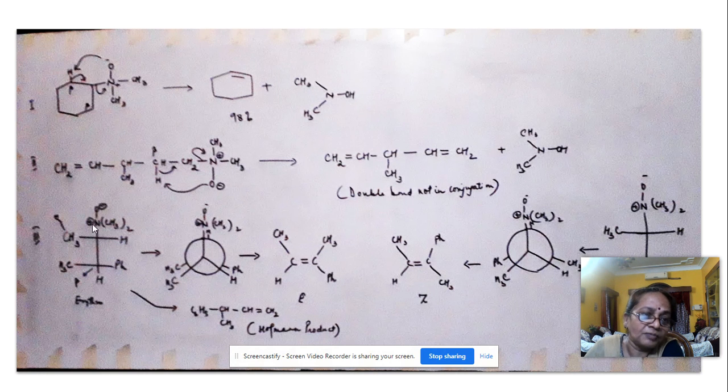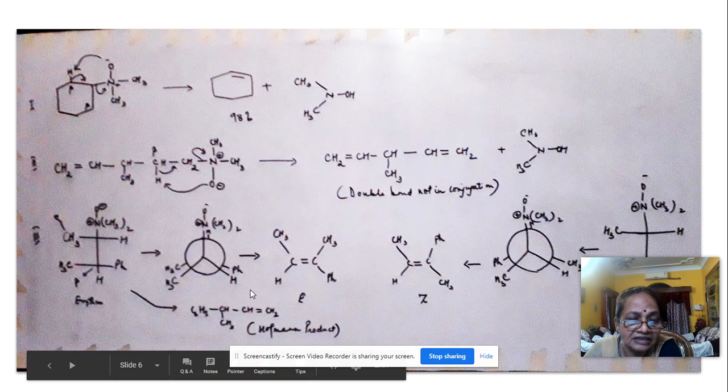There is another probability that the abstraction can take place from this carbon also, which is also beta with respect to the eliminating group. Here, this oxygen is going to behave as a base. So this is another product which you are going to get. Now, this is known as the Hofmann product. Why? Because it is not a much substituted product.